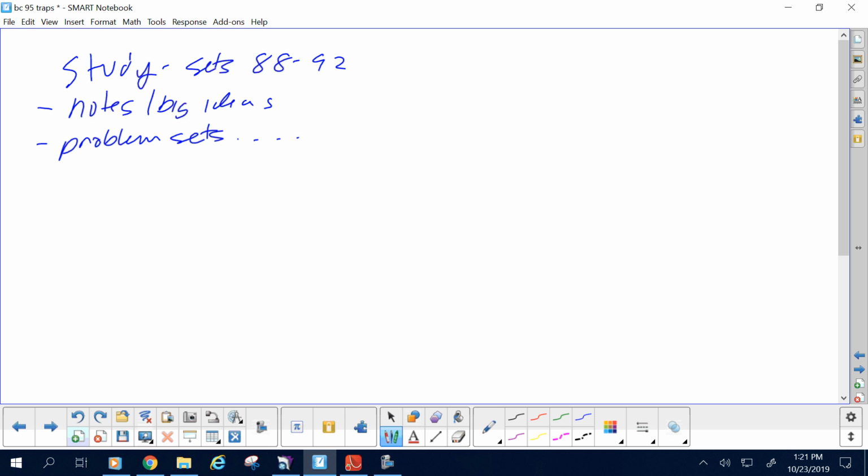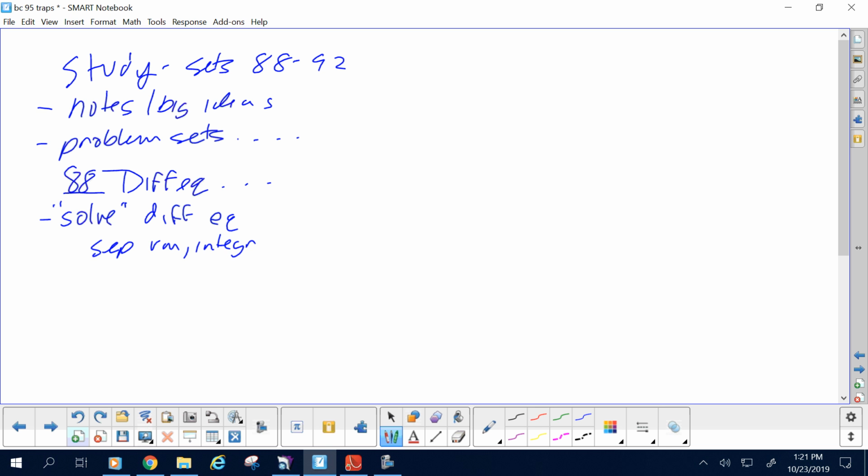We'll see. So, should we start at the oldest or the newest? Oldest. Okay. So, let's go with 88. 88 is differential equations. First and foremost, the vocabulary. When I say solve a differential equation, what does that mean? Separate the variables and integrate. You're trying to get the original, the goal is the original y x equation.